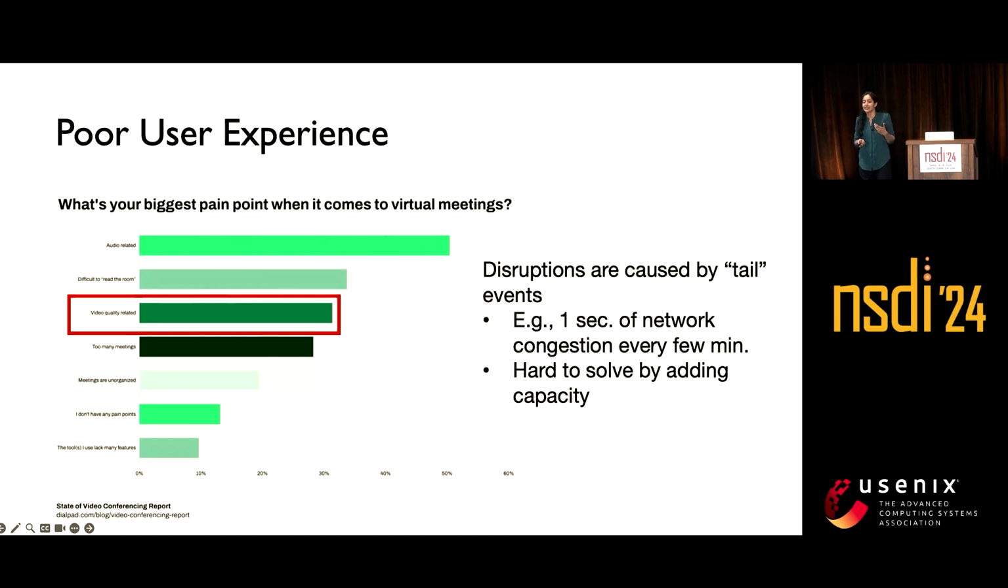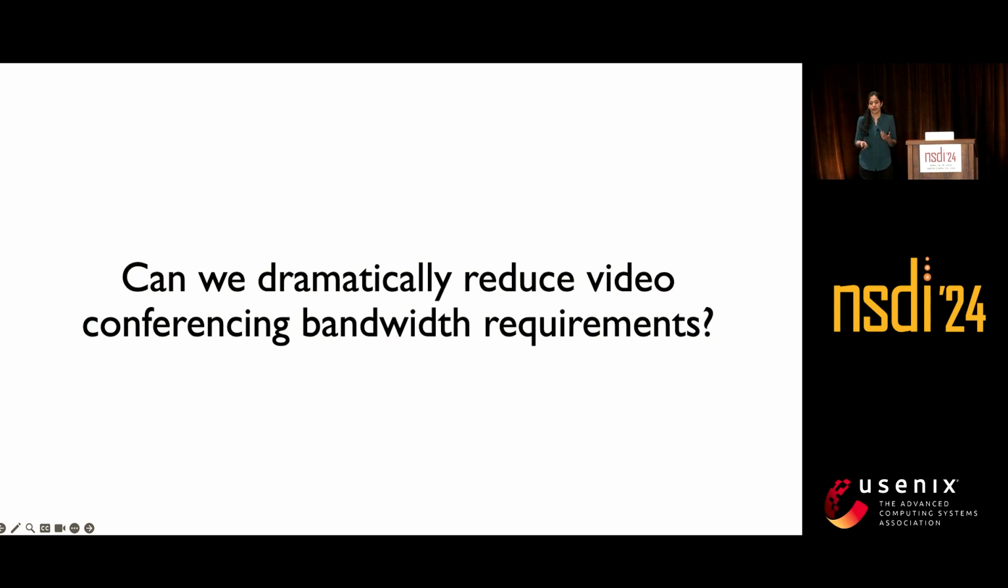And that's because these disruptions are not really defined by the average broadband speed, but rather by these tail events. So we're talking 1 second of network congestion every few minutes. And it's really hard to solve these problems by simply adding capacity. There are so many things that can go wrong when two people are running a long-distance video call. And our expectations from video conferencing have only gone up over time with the emergence of 4K and virtual reality. So instead, we ask if we can dramatically reduce video conferencing bandwidth requirements so that we can bring more people into the ecosystem, as well as improve the experience for those of us already part of the system.